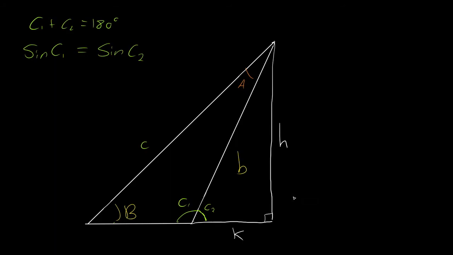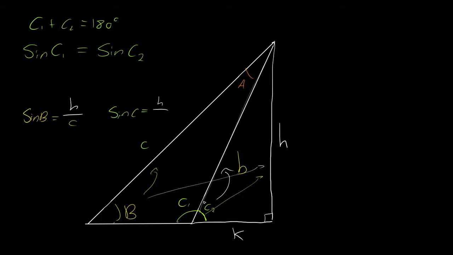Let's use that to our advantage here. Once again, we're using the sine, so let's do it. Sine of B is equal to the opposite, which is, well, now it's all the way over here, so it's equal to h over c, which is the hypotenuse. And now we're going to do sine of C2 right here. Sine of C2 is also equal to sine of C1, so we can just write sine of C. But sine of C is equal to h over the hypotenuse, which is b.